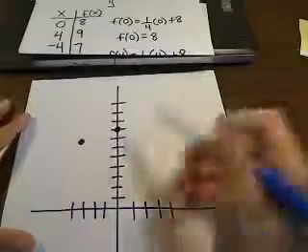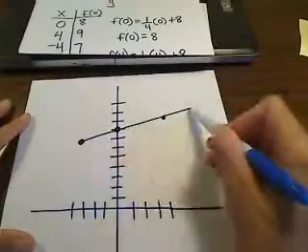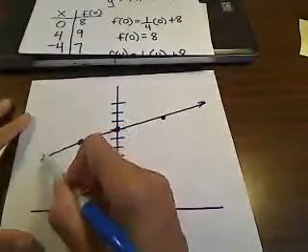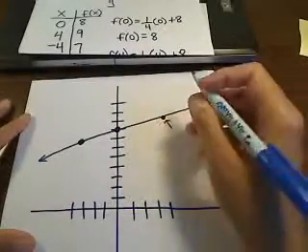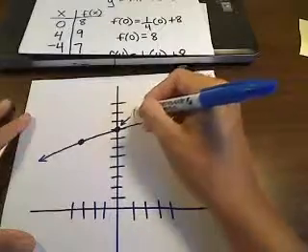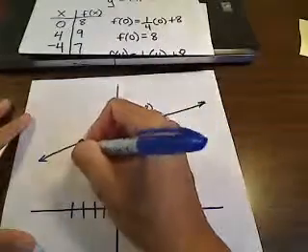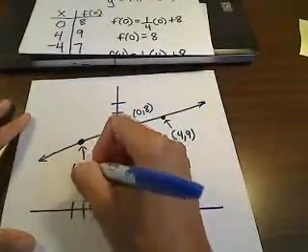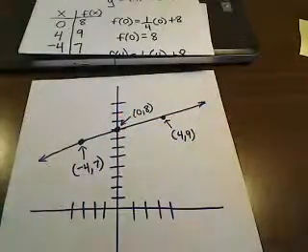Okay, and then we're just connecting these dots, and it's going to look something like that. This point right here is 4, 9. This point is 0, 8. And this point is negative 4, 7.